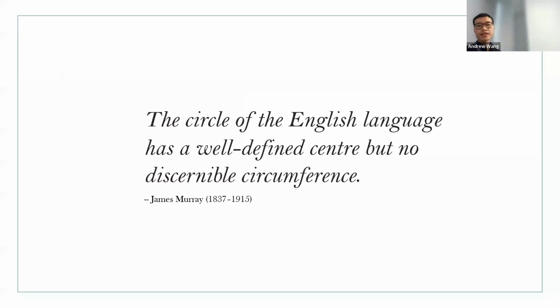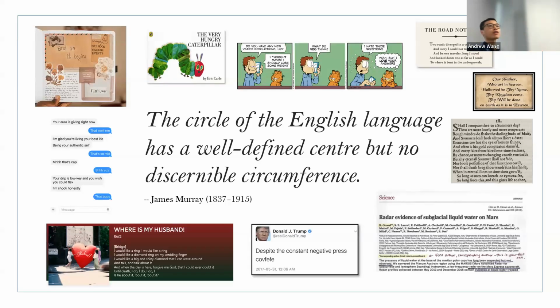So the year is 1884, and James Murray is a Scottish lexicographer, and he's writing what will eventually become the first edition of the Oxford English Dictionary. And in the introduction, right at the beginning, he writes, "The circle of the English language has a well-defined center, but no discernible circumference." And what he means becomes clear when you think about all the different ways that we use language as humans, both historically and contemporarily, with different audiences for different purposes across different generations.